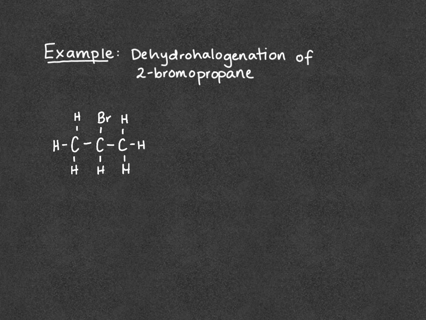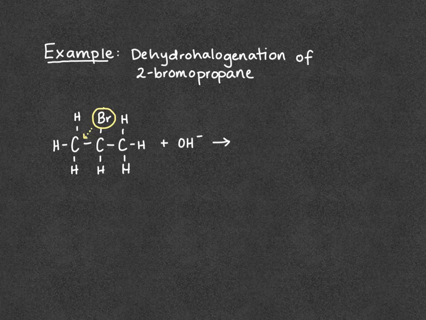For dehydrohalogenation, we're going to be adding a strong base, so hydroxide. And what's going to happen in this reaction is we're going to remove our bromine and an adjacent hydrogen. So we're going to look at the carbon next to that bromine. In this case, it doesn't matter which carbon we take from, we'll get the same product. So we're going to look at that carbon next to the bromine, and we're going to be taking one of the hydrogens from that carbon. Again, it doesn't matter which one we choose, so I'm going to choose just this top one.